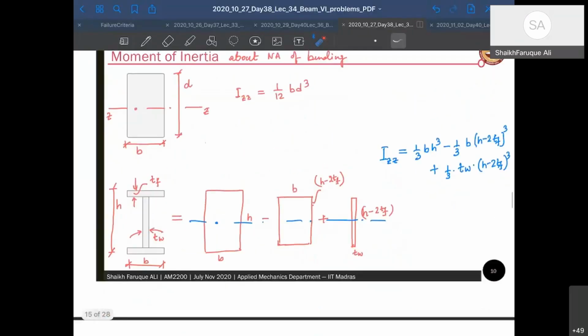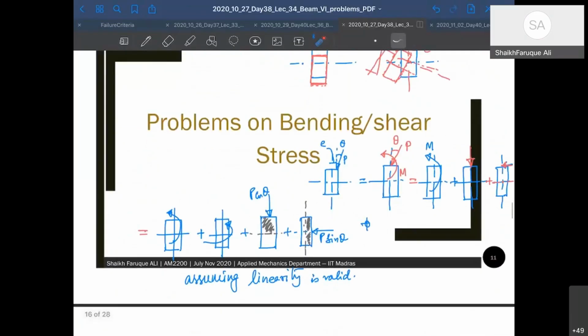If you are hesitant about how to find the second moment of area, if you don't know, please write to me. I will definitely take a class. Not a class, upload a video on this.